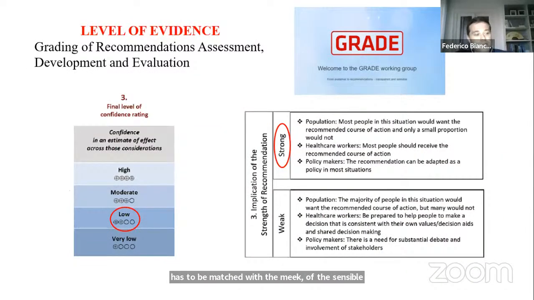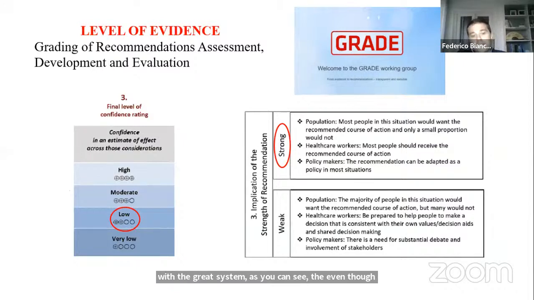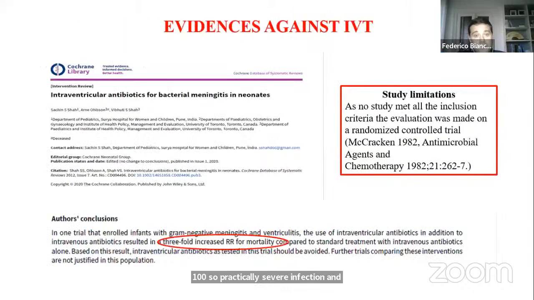Actually, there is very little evidence in the literature supporting the use of intraventricular antibiotics, despite the highlighting of those mentioned guidelines. In fact, with the GRADE system, as you can see, even though the confidence level is low, the actual recommendations are strong. Most of the people who have to deal with particularly severe infections and ventriculitis end up using intraventricular therapy.